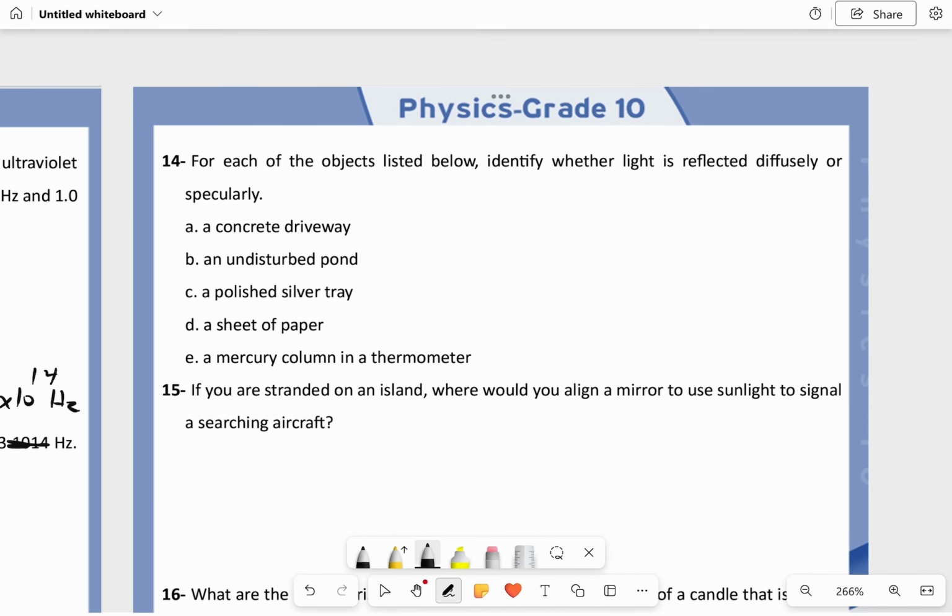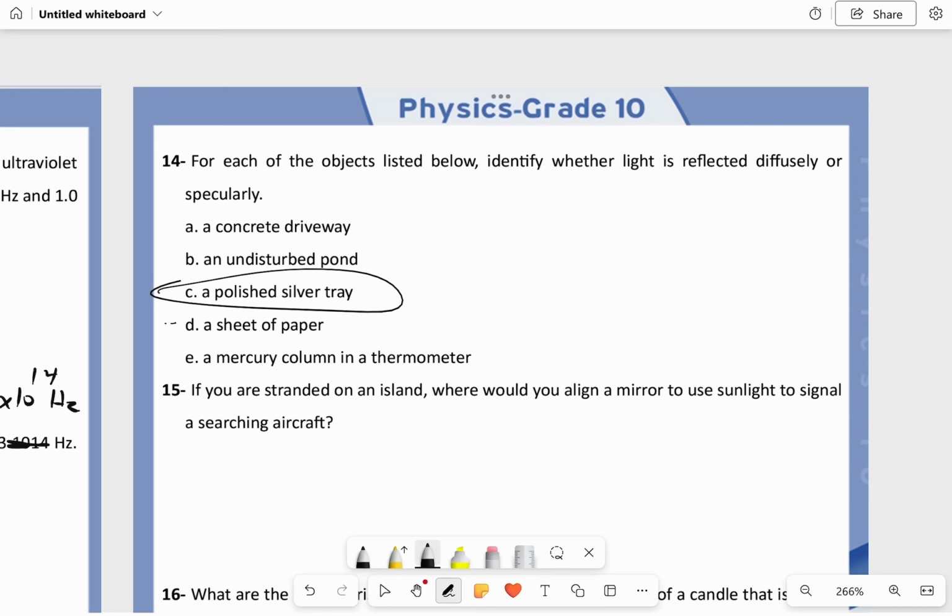We have question 14. For each of the objects listed below, identify whether light is reflected diffusely or specularly. A concrete driveway, it's concrete, so this is diffuse reflection. An undisturbed pond, it's calm, so this is going to be specular reflection, regular reflection. We have a polished silver tray. This is also specular reflection because it's polished, it's a shiny surface.